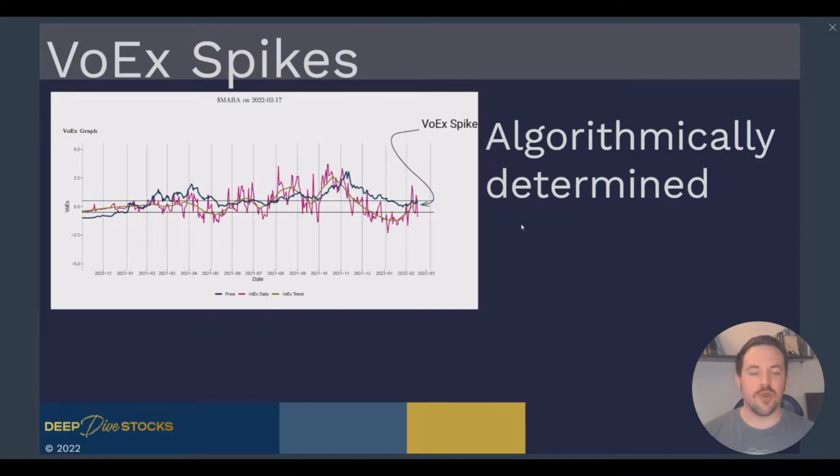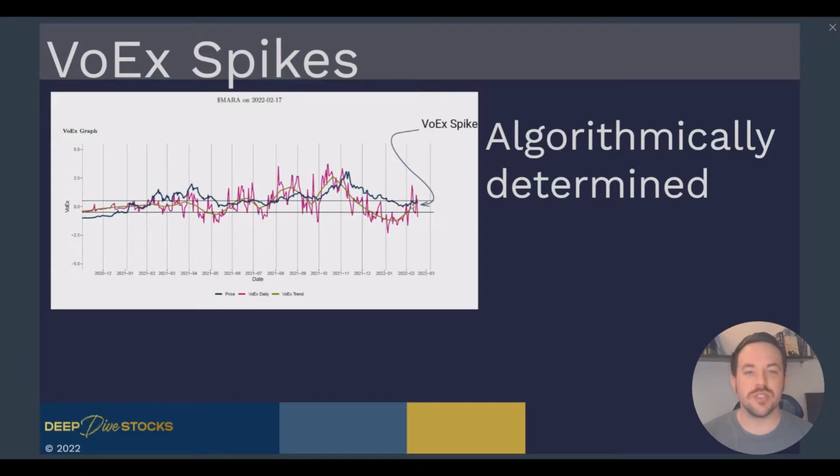So the idea is that these VoEx spikes are determined by algorithms, right? So we can see the VoEx spikes and we can understand that these VoEx spikes meet the traditional behavior for VoEx. So VoEx moving into the inhibition zone typically means that this price action is being resisted against. So the price action will most likely fall, which it did as the price fell back to stability.